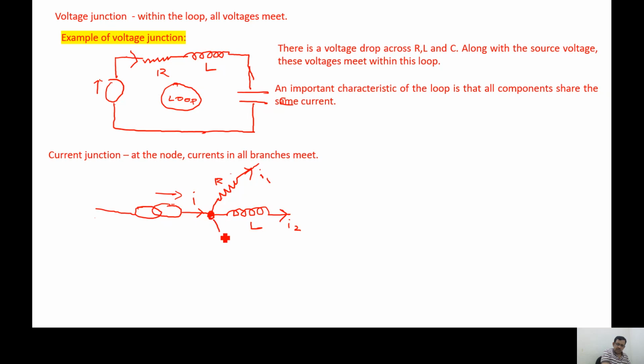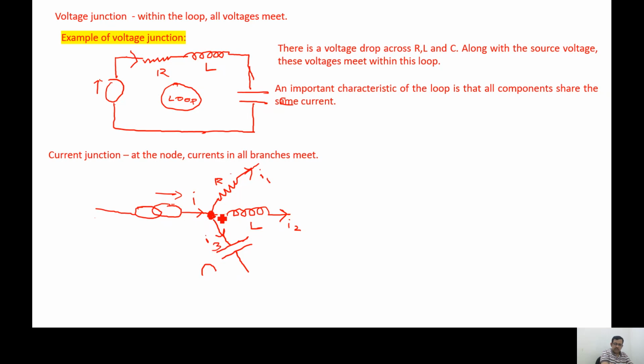If I have a capacitor also, then I can draw the capacitor in this fashion. So I have a capacitor, an inductor, and a resistor at this node, and all the currents meet here. So I is trifurcating into I1, I2, I3 respectively through the resistor, through the inductor, and through the capacitor. This is a current source.